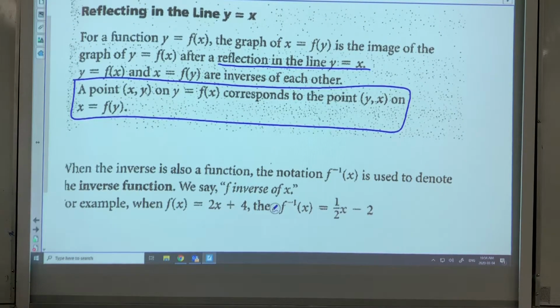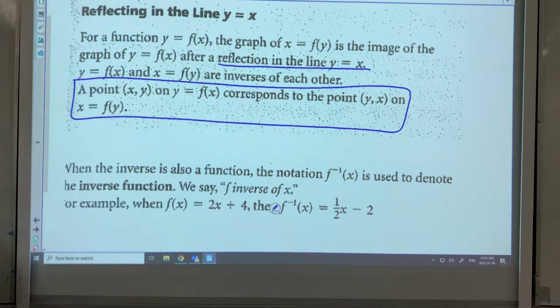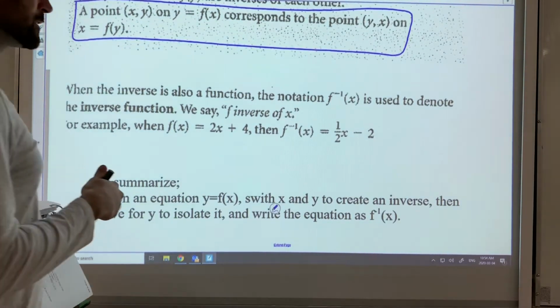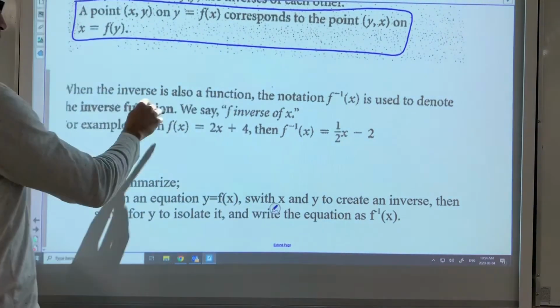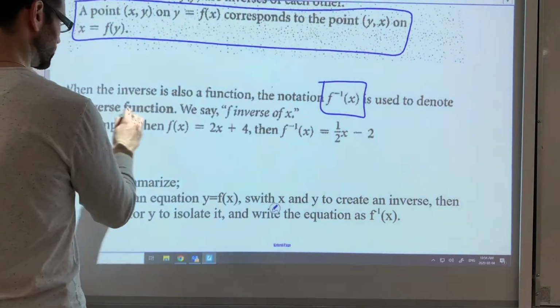All right? So if you want to write it in English, you could just write, that's basically written in English to me. When the inverse is also a function, the notation f to the negative 1 of x is used to denote the inverse function. So this is the notation we use.